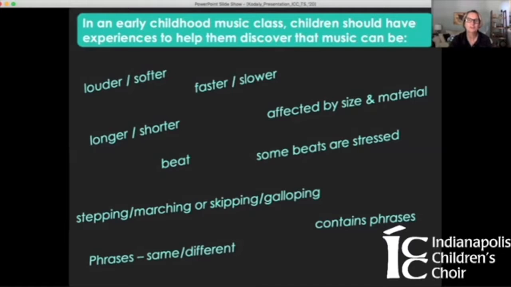In some songs, phrases are the same. Some may be different, which leads us to discovering form. And then pitches may move higher or lower, or they may repeat, which gives us concepts of melody. Now, keep in mind that preschool children are not expected to verbalize these concepts necessarily. Rather, they should be led to an understanding of the concepts, and they will demonstrate them in an appropriate way for children of their age to demonstrate.